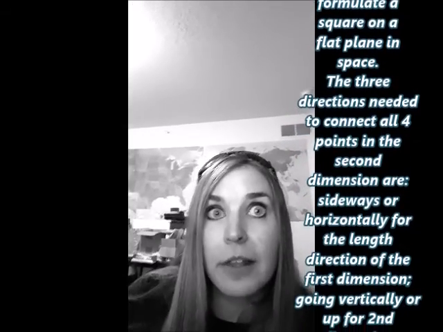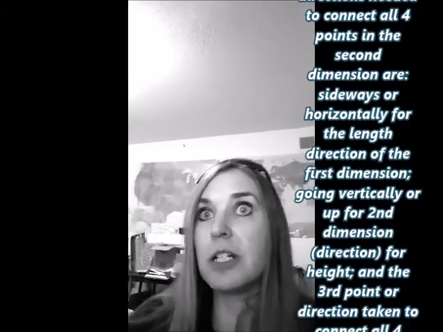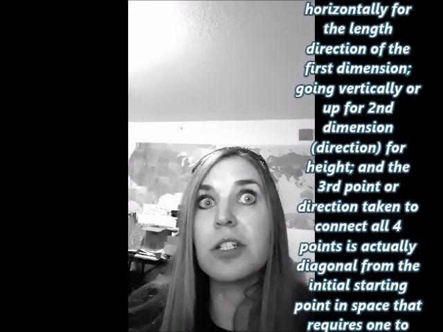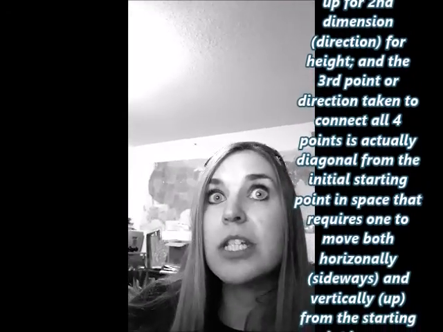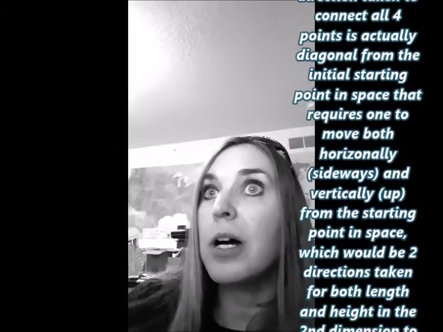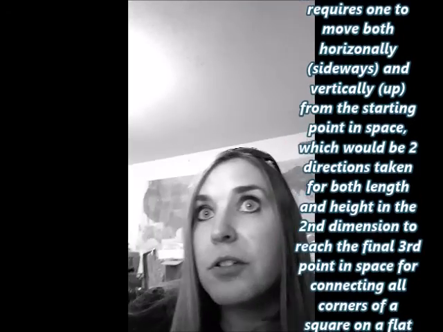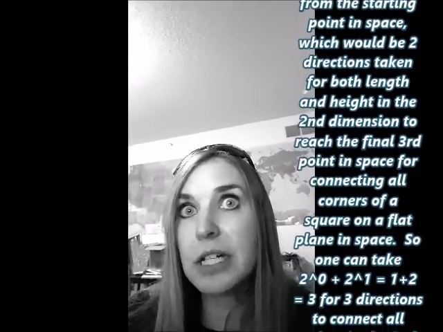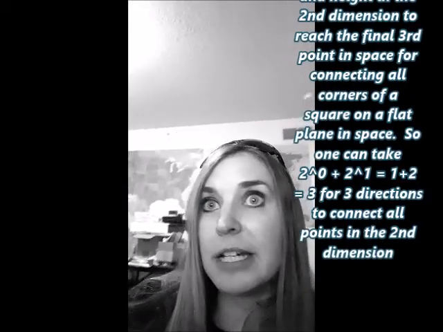The 3 directions needed to connect all 4 points in the second dimension are sideways or horizontally for the length direction or the first dimension, going vertically or up for the second dimension for height, and the third point or direction taken to connect all 4 points is actually diagonal from the initial starting point in space that requires one to move both horizontally sideways and vertically up from the starting point in space, which would be 2 directions taken for both length and height in the second dimension to reach the final third point in space for connecting all corners of a square on a flat plane in space.